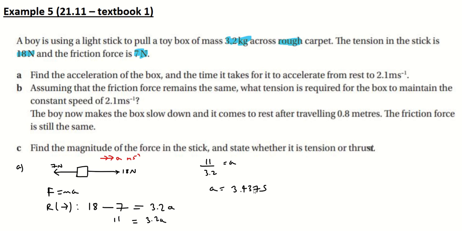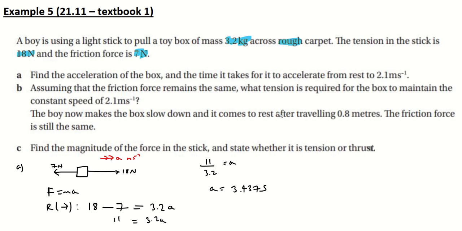Okay, so I have the acceleration of the box. Still in part A, we have to find the time it takes for it to accelerate from rest to 2.1 meters per second. So this box is at rest, it's stationary, and then the boy is going to pull it with a light stick, and it's going to speed up to 2.1 meters per second. But we want to see how long that takes.